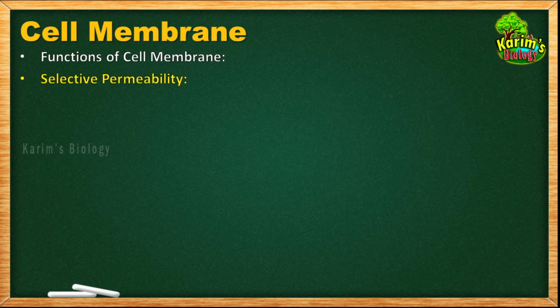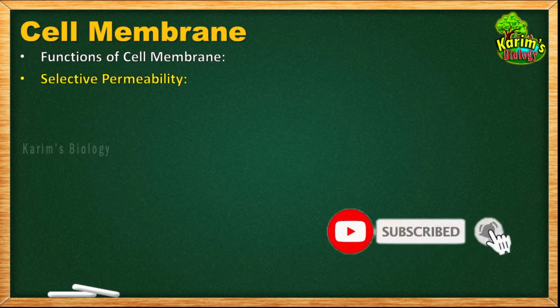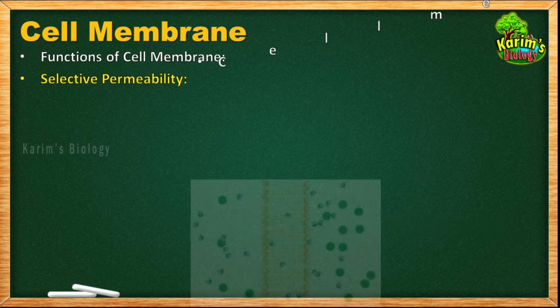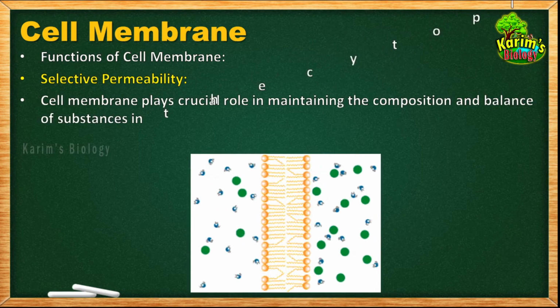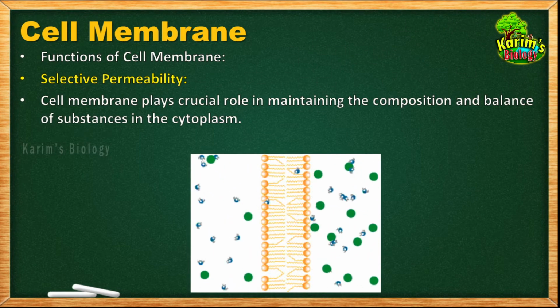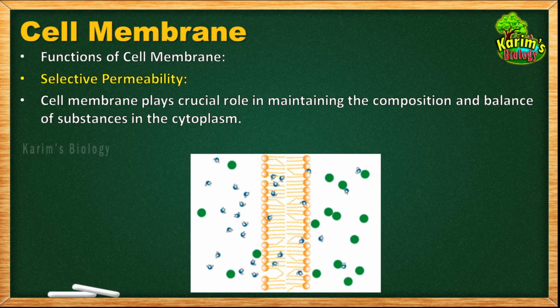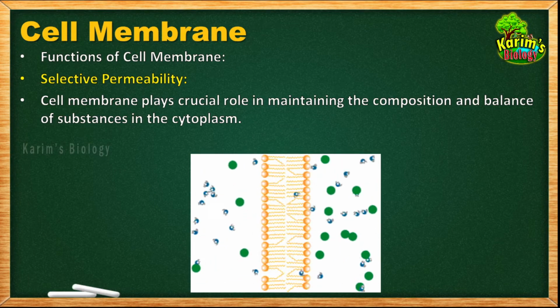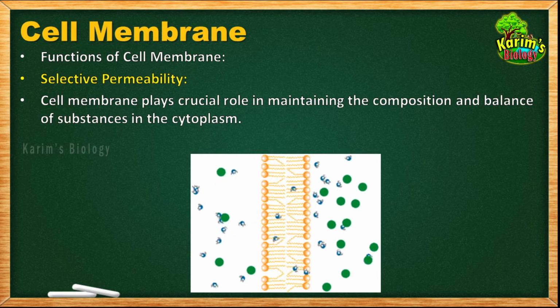Now let us see what is the other function. The most important function of the cell membrane of all the other functions is selective permeability. Okay, children, cell membrane plays a very important role in maintaining the composition and balance of substances in the cytoplasm.